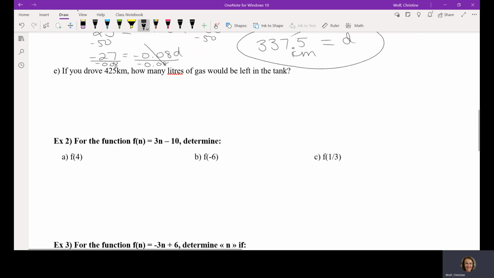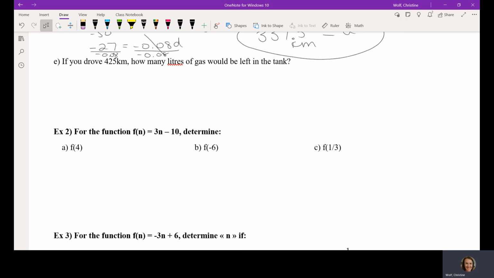All right. Last one like this. Let's see what it's asking. If you drove 425 kilometers, how many liters of gas would be left? Okay, so we know our distance. We know we drove 425. Okay, and then it says how many liters of gas? Well, that must mean we are looking for volume. We are looking for the volume when D is 425.